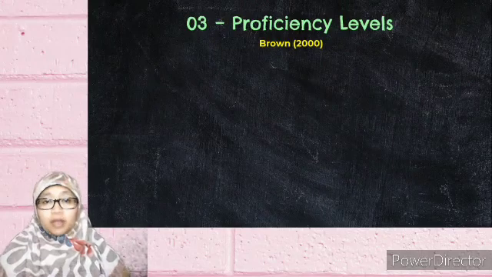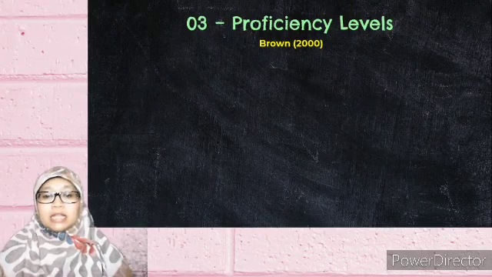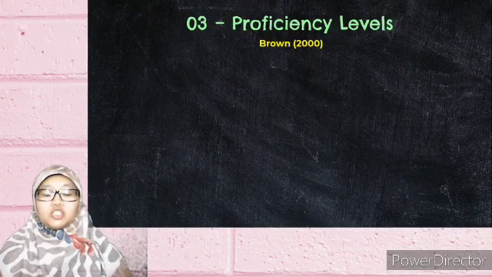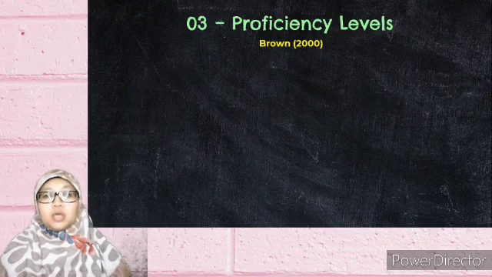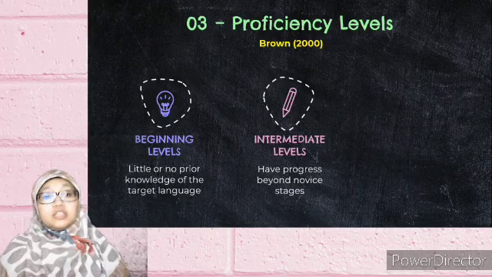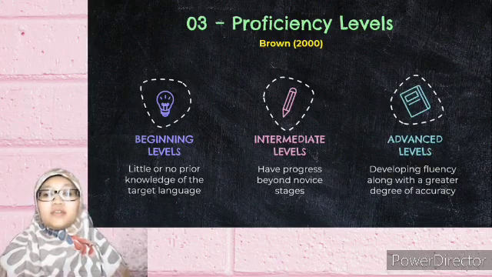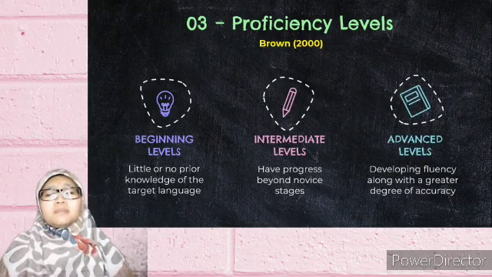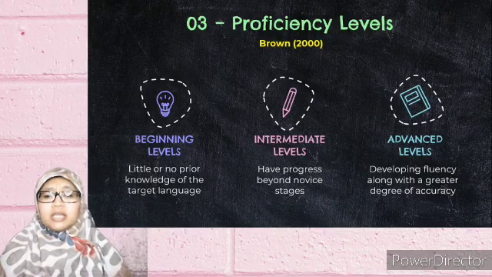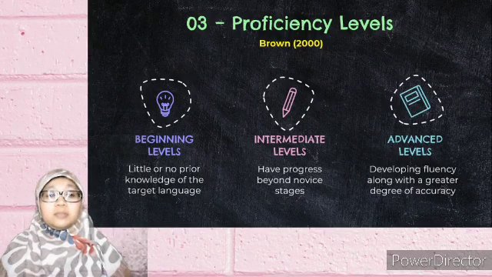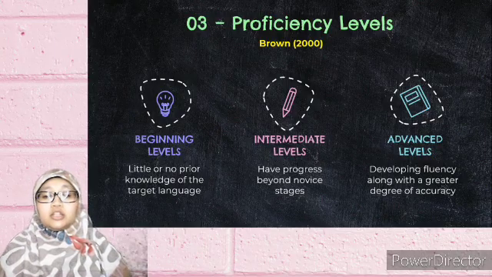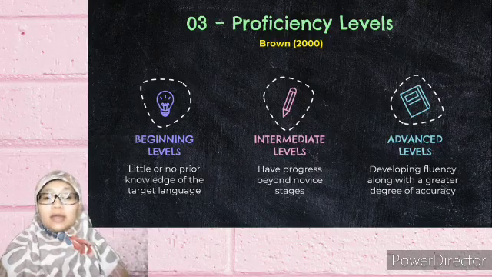The third variable is proficiency levels. Talking about proficiency levels, Brown divided them into the beginning level, the intermediate level, and the advanced level. Some of us might agree that teaching language at the beginner level can be the most challenging. It is because beginner learners have little or no prior knowledge of the target language.